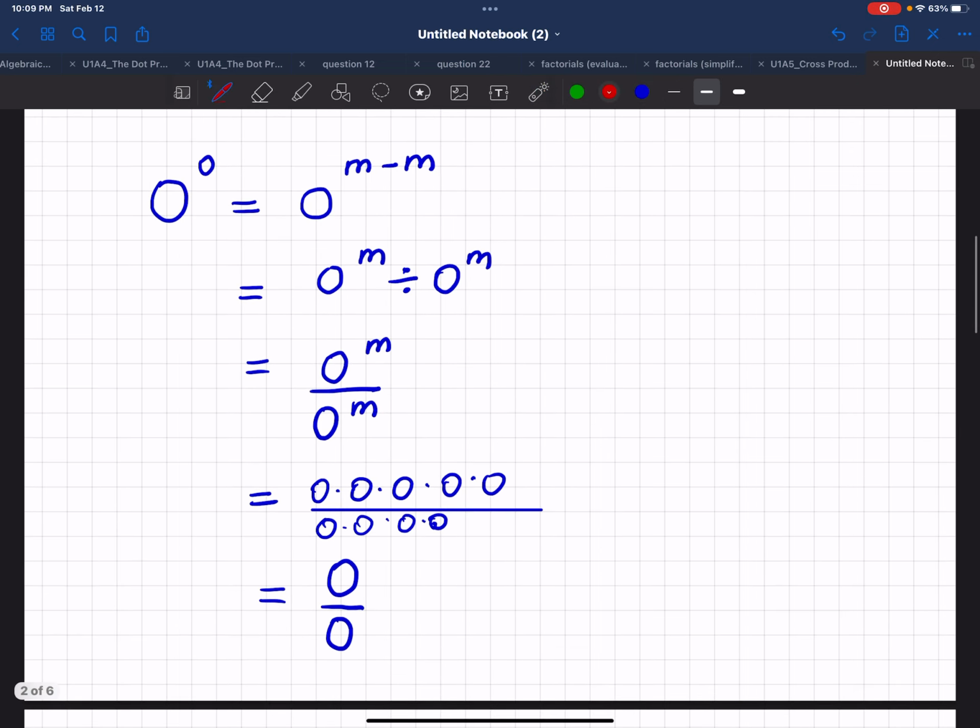And division by 0 is undefined. And that's the reason why 0 to the power of 0 is undefined.